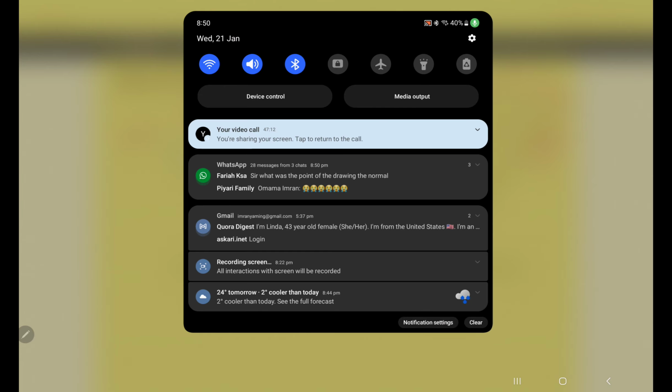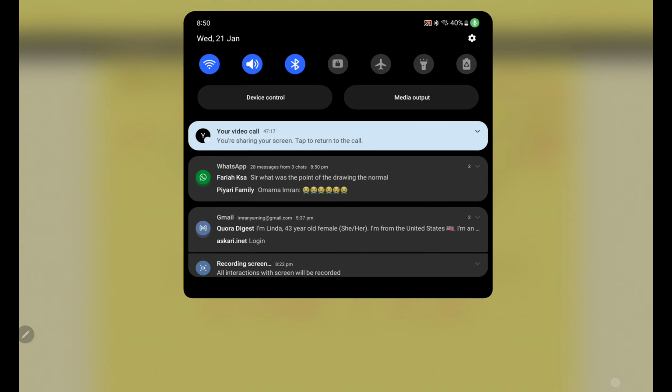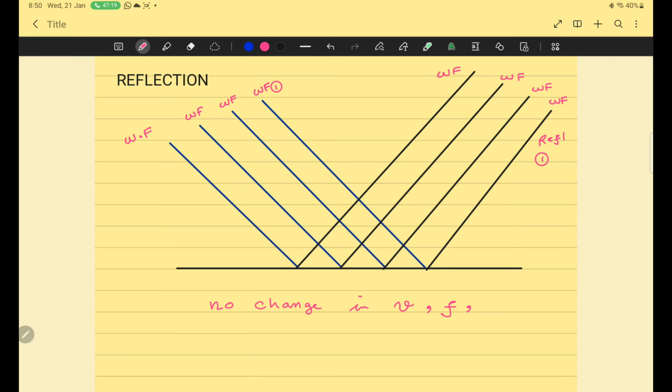What was, sir, the point of drawing the normal? It is your choice. You can pick any wavefront. You should draw the normal at the edge of any wavefront, measure this angle, and on the same angle, draw the wavefront on the right side.